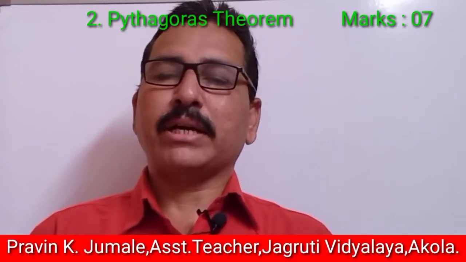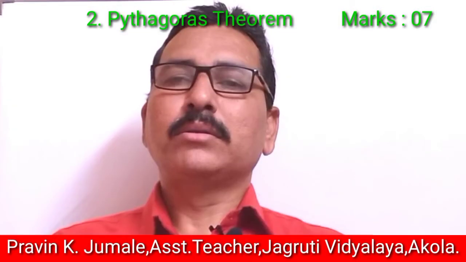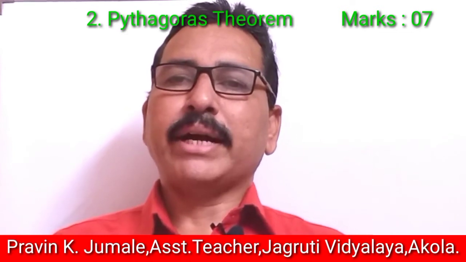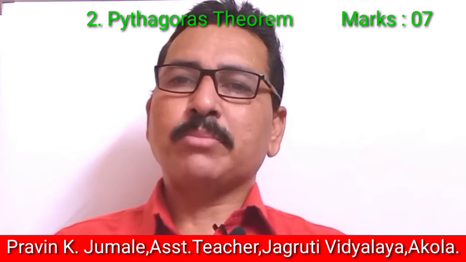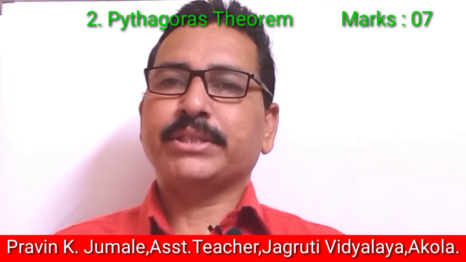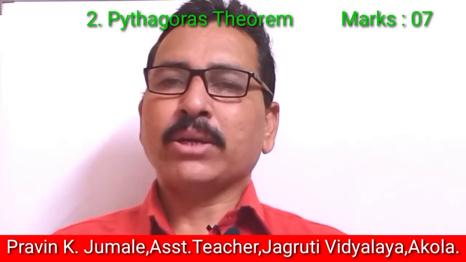Study chapter number 2, Pythagoras theorem. In a right angle triangle, square of hypotenuse is equal to sum of the square of remaining two sides. This is called Pythagoras theorem.